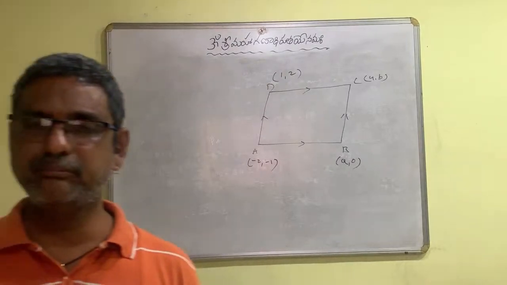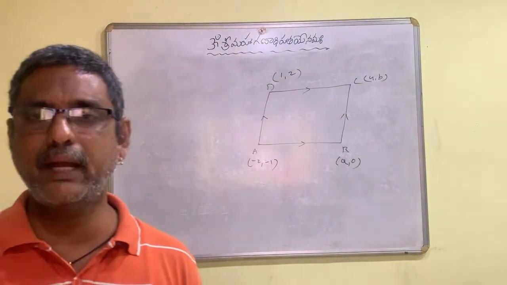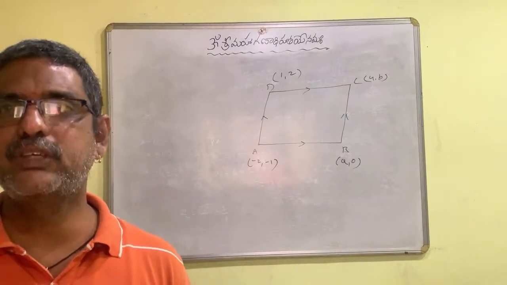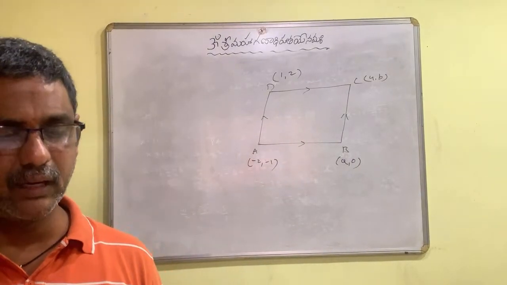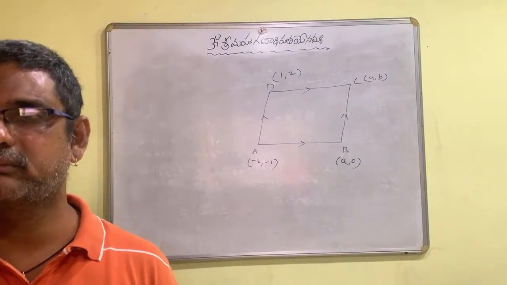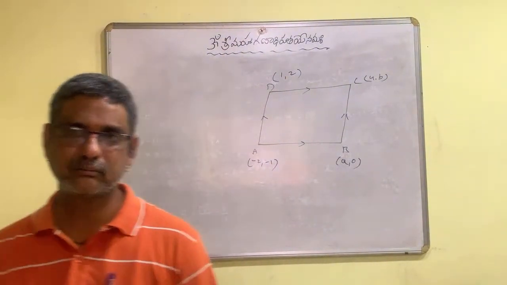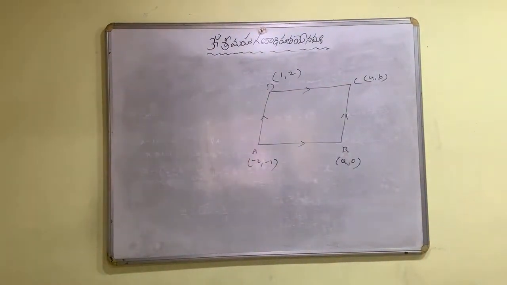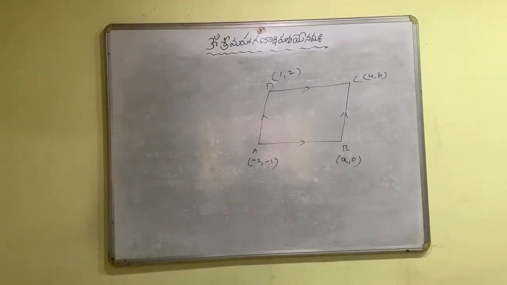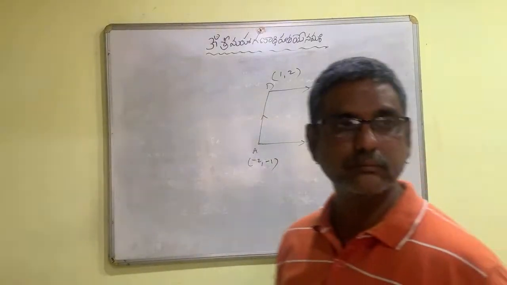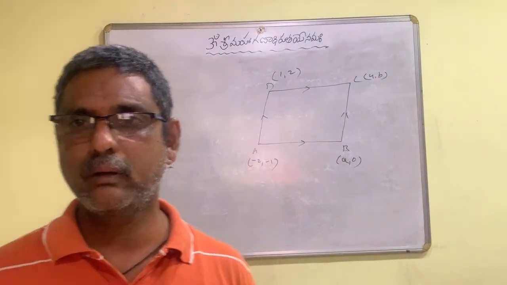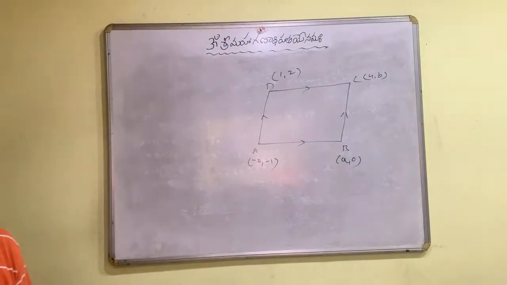ABCD is a parallelogram. Coordinates of A are (minus 2, minus 1), B is (a, 0), C is (4, b), and D is (1, 2). We need to find the values of a and b.